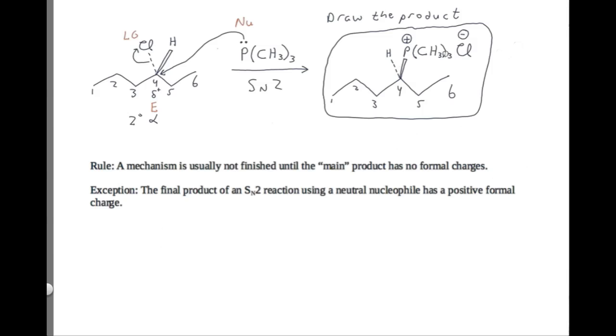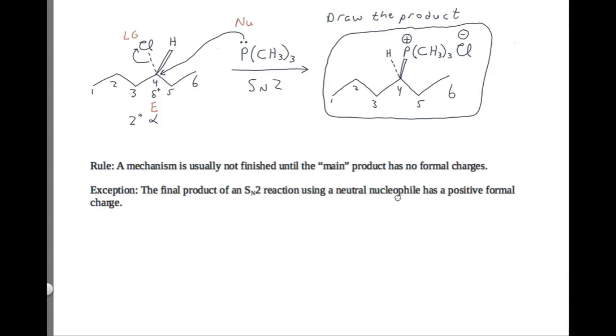Now, I should mention that this type of product is actually pretty unusual in introductory Ochem. In introductory Ochem, we don't usually get a main product that has a formal charge. We usually continue the mechanism until we can eliminate the formal charges in the main product. So you should keep in mind this is fairly unusual. Usually in Ochem, we would keep doing steps in the mechanism until we could eliminate formal charges in the main product. But SN2 is an exception to that.